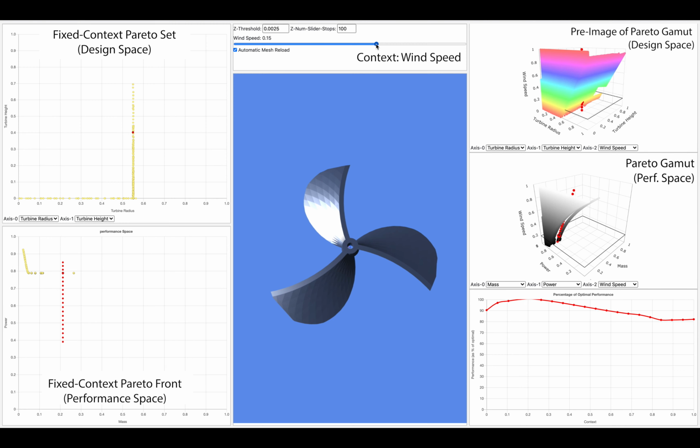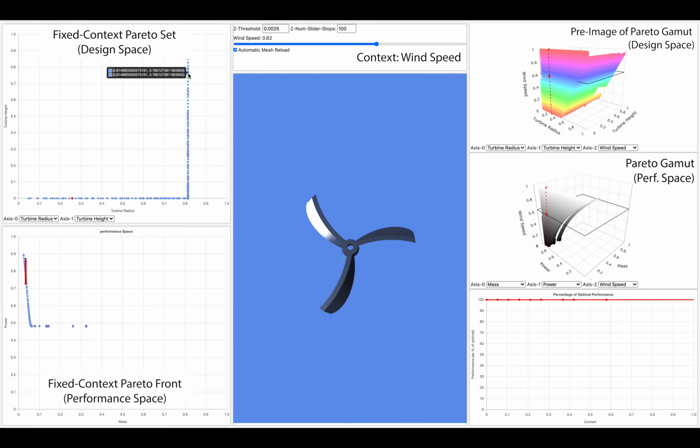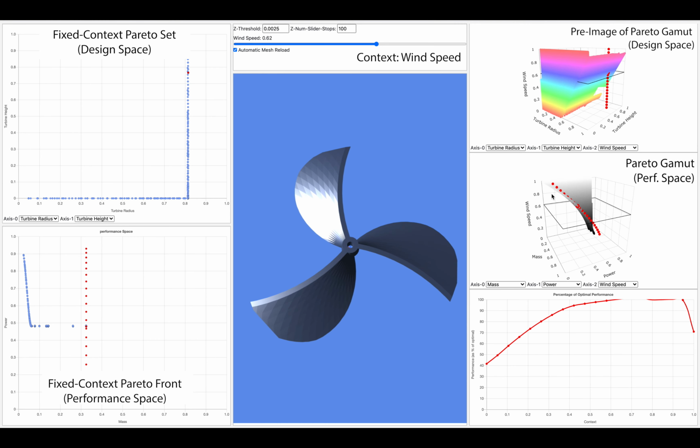Our wind turbine is optimized for mass and power output under various wind speeds. Because wind is dynamic, engineers must evaluate each candidate design under many contexts, as shown by the sampled curve. By visualizing the query design's performance next to the Pareto Gamut, an engineer can visually inspect its strengths, where it's close to the Pareto Gamut, and its weaknesses, where it diverges, relative to the achievable optima in each context.